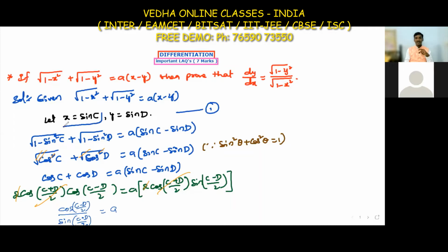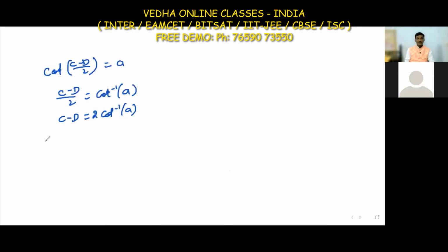Okay, so x is equal to sin c and y is equal to sin d. From here we can write c is equal to sin inverse x, d is equal to sin inverse y. So c plus d, that is sin inverse x plus sin inverse y, is equal to 2 into cot inverse of a. Okay, so how are we getting this?